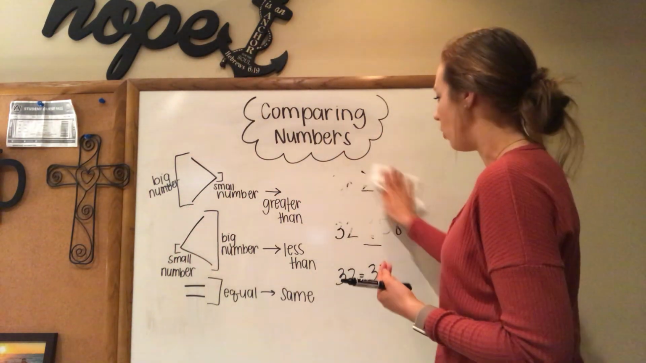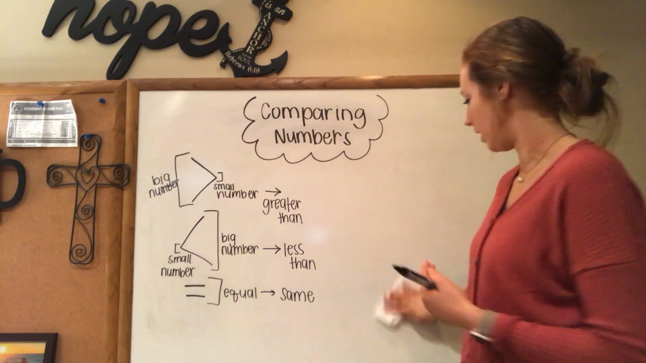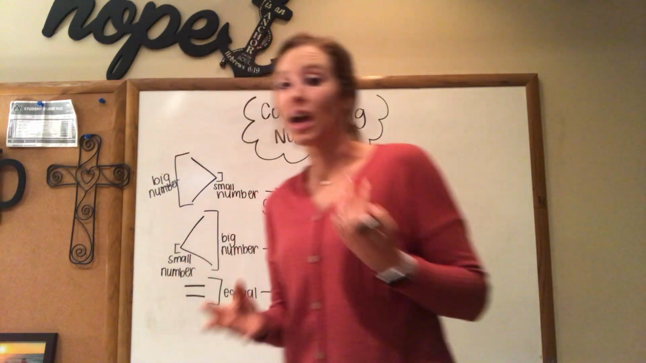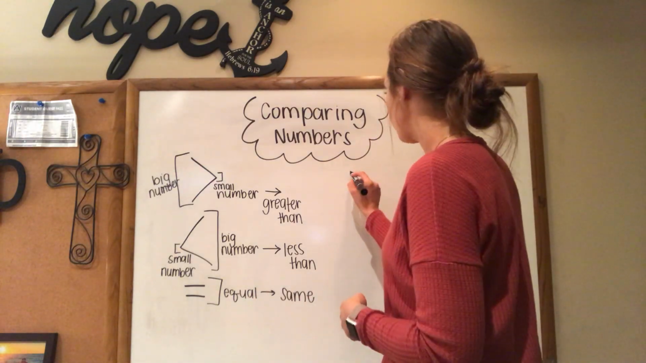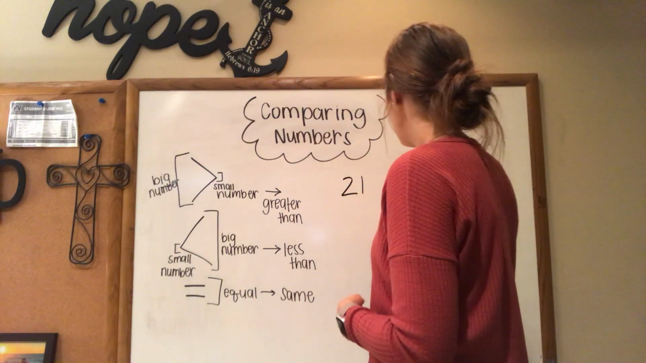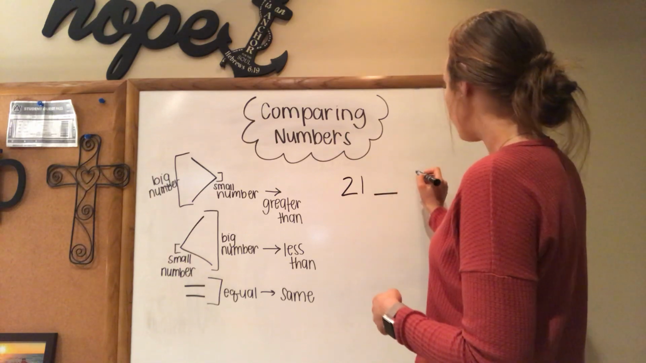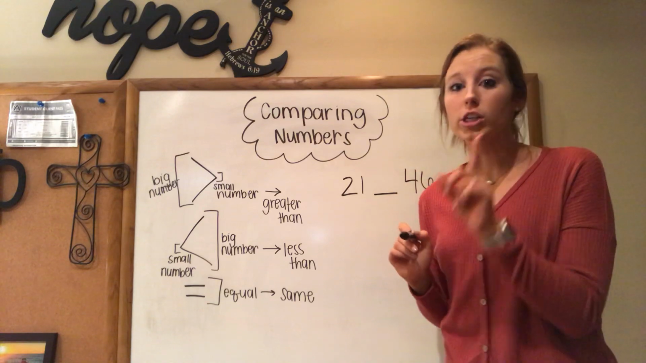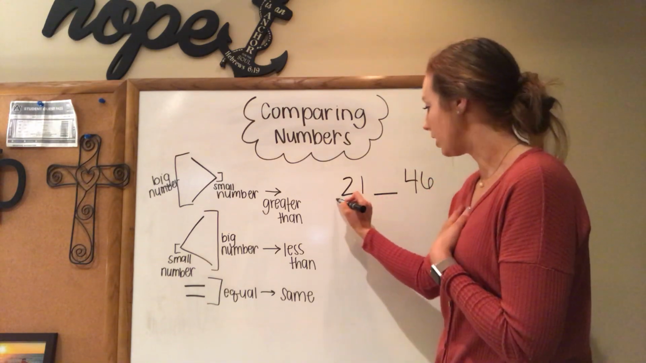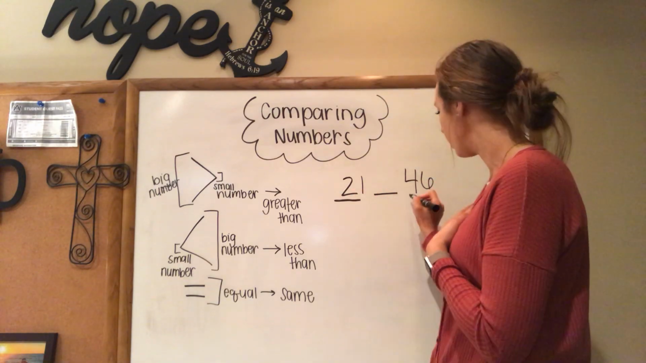So how do we know if a number is greater than or less than another number? We have to start by looking at the place value. So let's compare. I'm going to write the number 21, leave a blank here, and write the number 46. The first place we go is the tens place right here.